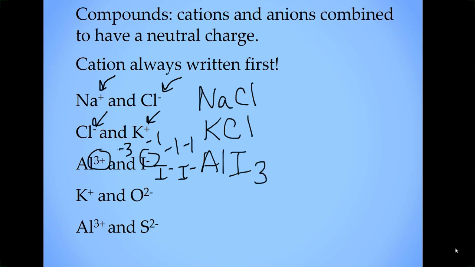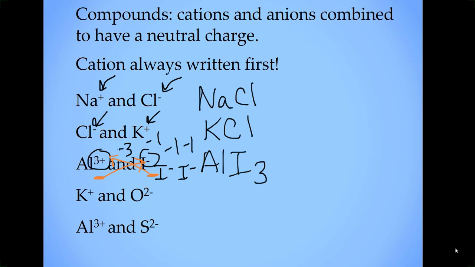AlI3. Some students like to look at it and ask themselves, how many aluminums do I need? Well, they'll look at the other ion, and the other ion is 1, so 1 aluminum. And then how many iodides do I need? Then they'll look at the oxidation number, and there's a 3 there. So there's kind of a crisscross way to do it. It doesn't always work, but it can be helpful.